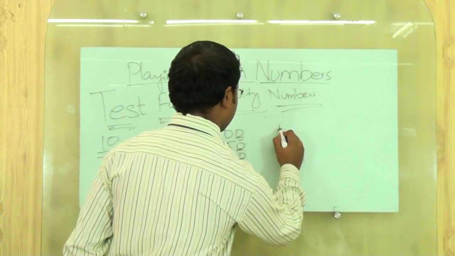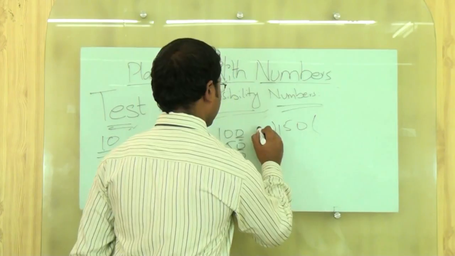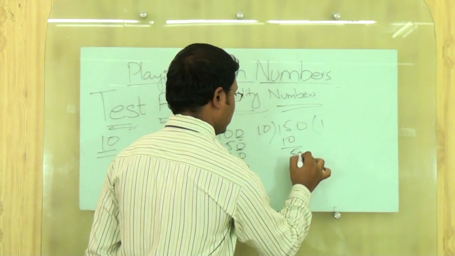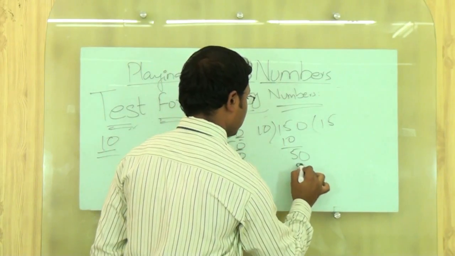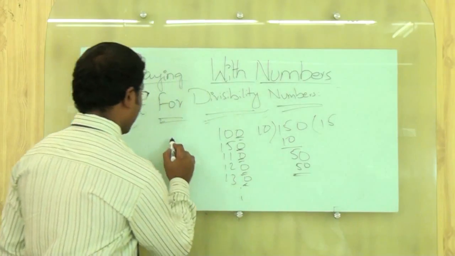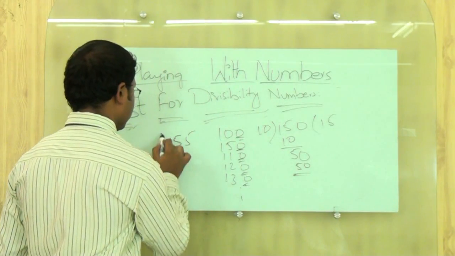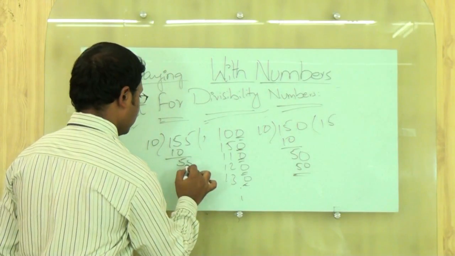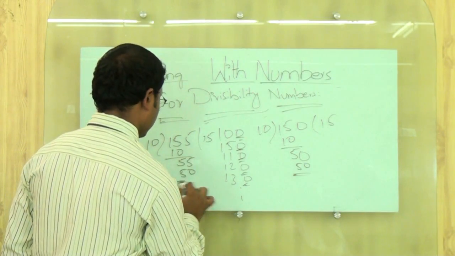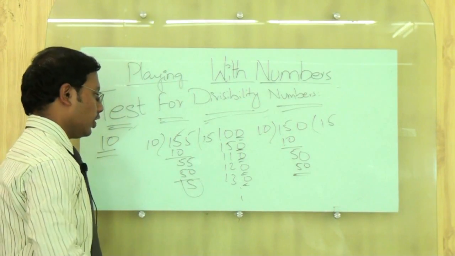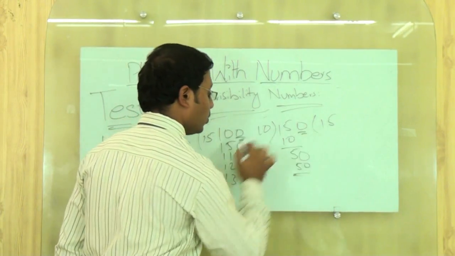Let us take the example 150. The divisor is 10 here. 10 1s are 10, 5 carry and 0, 10 5s are 50. So the number is divisible here. If you take 155 with 10, 10 1s are 10, 5 carry, again 5 here, 10 5s are 50. The remainder is 5. So this condition doesn't hold here. The units place should consist of 0 only.